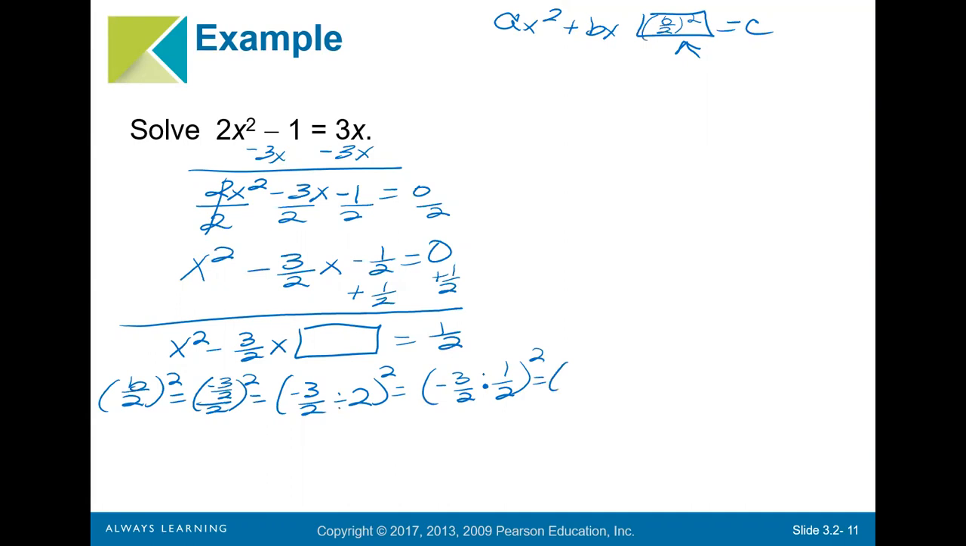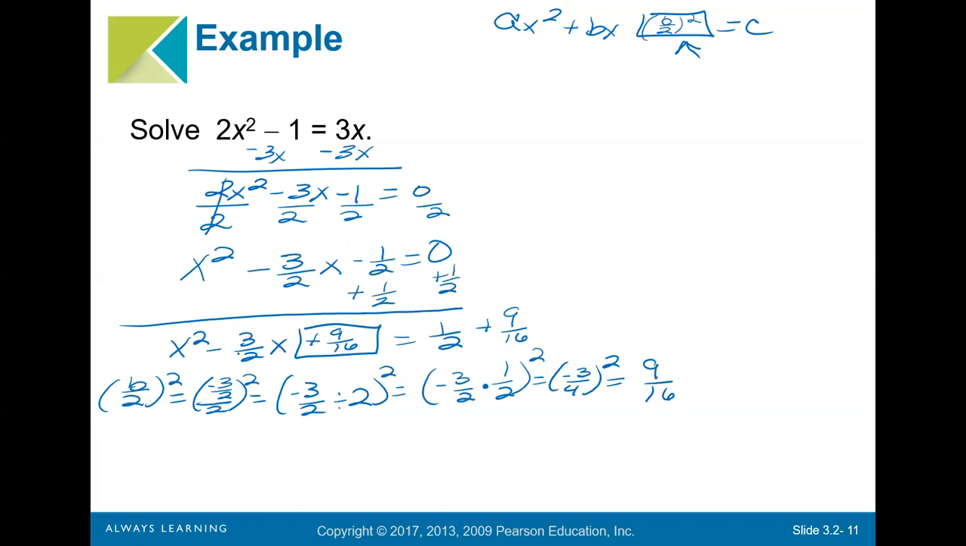So now I got -3 times 1 is -3. I got 2 times 2 is 4, and let's square. The top square, -3 squared is 9, 4 squared is 16. Now I have my new c. It's +9/16. But what I do to one part, you have to do to the other side of the equal sign. You can't just plug in one part and do what you want to the other. It has to be consistent.